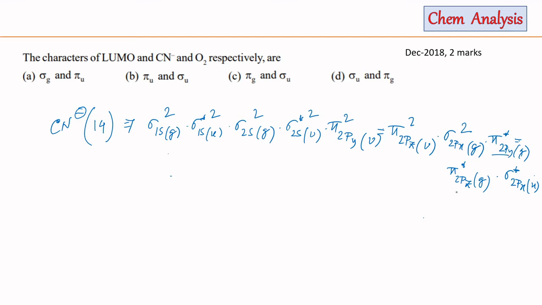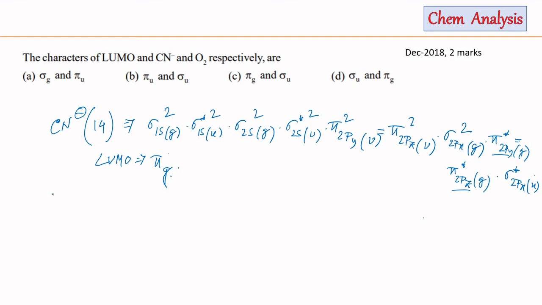So here we can see that for the cyanide ligand, the characteristic of the LUMO is this pi star 2py and pi star 2pz, and therefore the characteristic is pi g. Since here it is given as pi u, pi g, the LUMO for cyanide will be of pi g character.